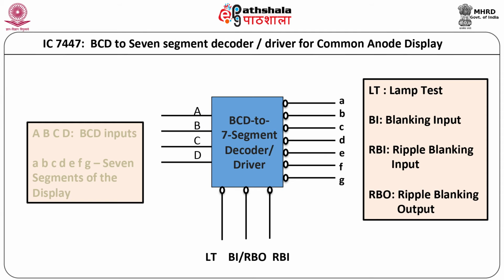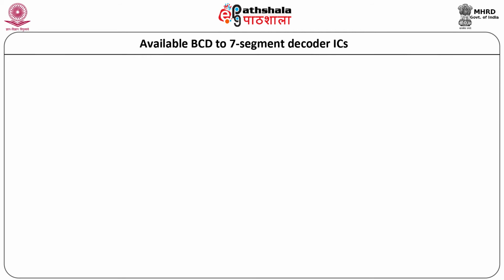The RBO, that is ripple blanking output, is used for cascading purpose and is connected to the RBI terminal of the succeeding stage. Normally, there is a common terminal for BI and RBO in many ICs.